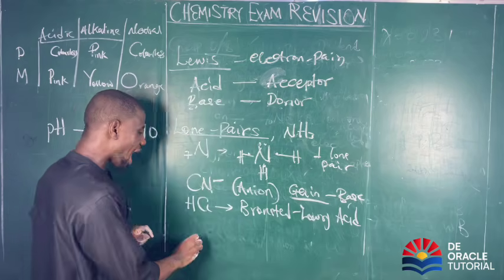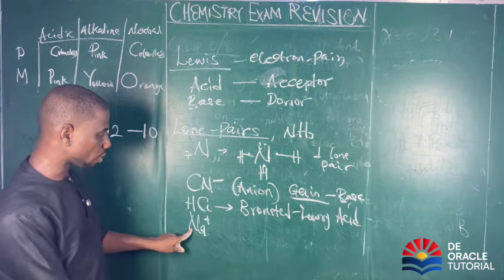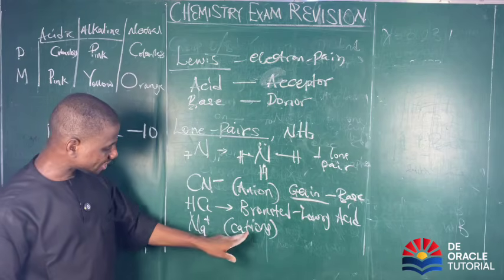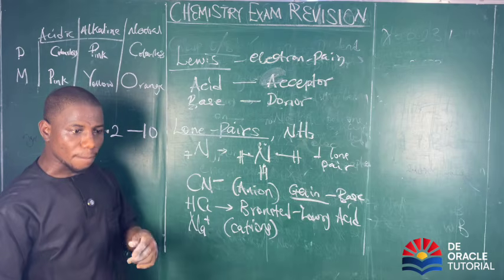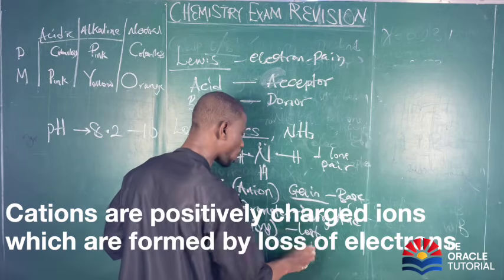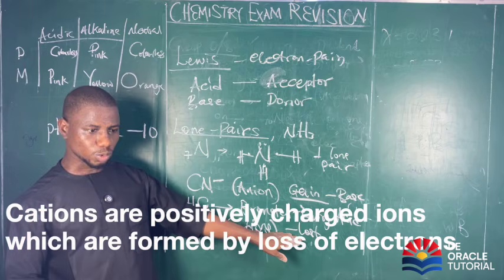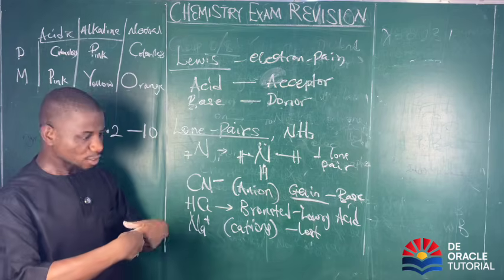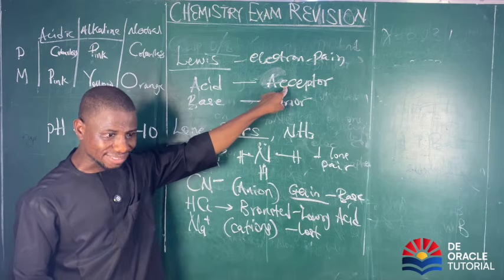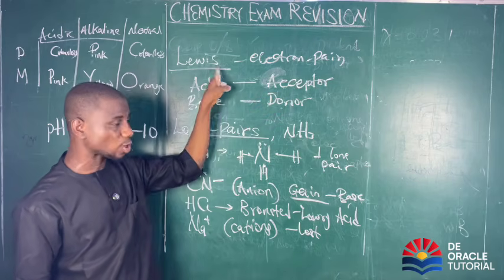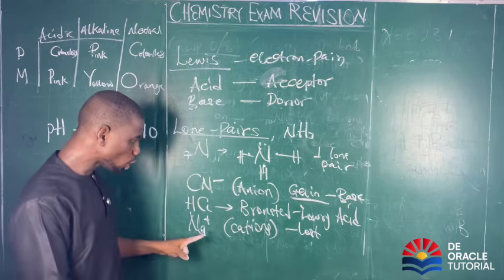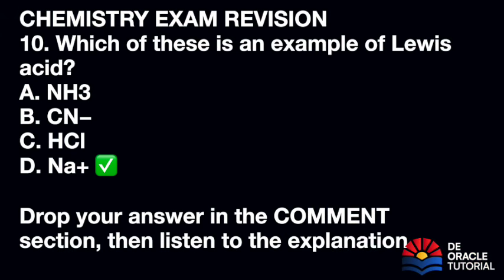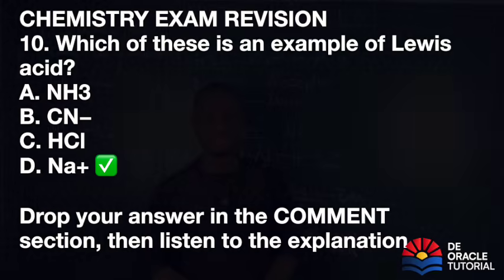In the other option, we have sodium ion. This is a positive ion, and positive ions are called cations. These cations are positively charged ions, which are formed by loss of electron. So when you have lost your electron, you are now electron deficient. You don't have electrons to even donate. Instead, you end up accepting. So this sodium ion will serve as an electron pair acceptor. And when you are an electron pair acceptor, according to Lewis, you are an acid. That means sodium ion is serving as a Lewis acid. So the answer to that question is sodium ion, which is option D. Does that make sense to you?